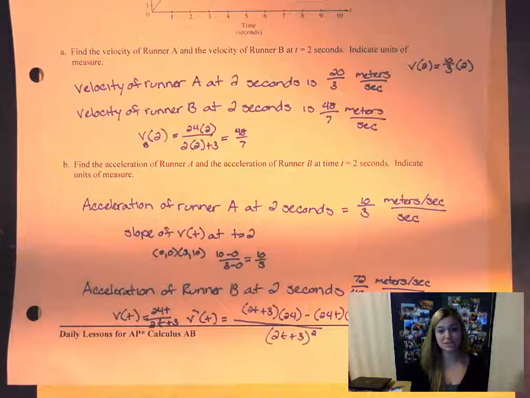So this is just looking at the graph and then finding the equation of that first line, the first part of the piecewise function.